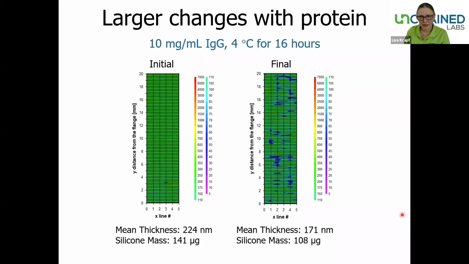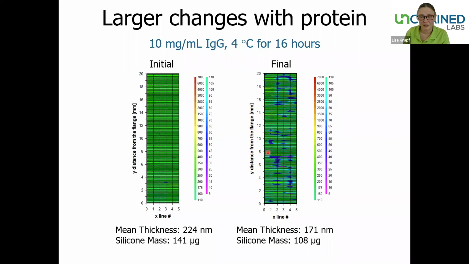So what happens when we fill it with protein? In this case, we filled it with a 10 mg per ml IgG, stored it for 16 hours at 4 degrees. And here we can see a slight effect, actually. So we can see when we look at the right picture, there are a few more blue spots in the siliconization. That means that in some parts of the area, the silicone layer got thinner.